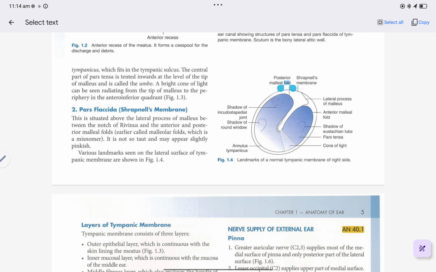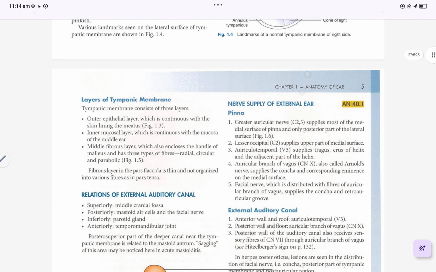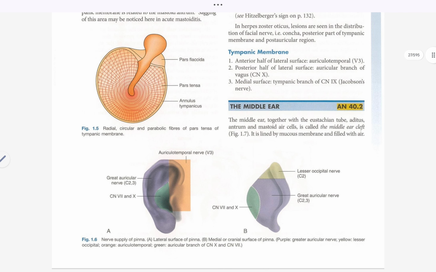Landmarks of a normal tympanic membrane of the right side. Posterior malleal fold, Shrapnell's membrane, lateral process of malleus, anterior malleal fold, shadow of eustachian tube, pars tensa, cone of light, annulus tympanicus, shadow of round window, shadow of incudostapedial joint. Pars flaccida, pars tensa, annulus tympanicus. Figure 1.5 showing the radial, circular and parabolic fibers of pars tensa of the tympanic membrane.